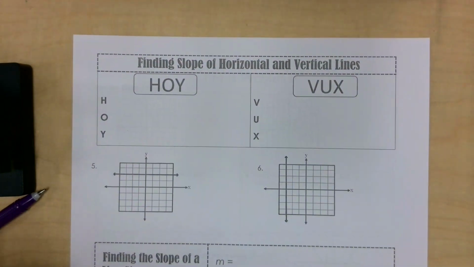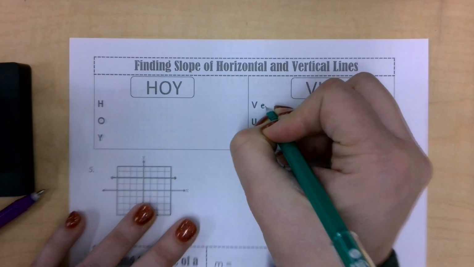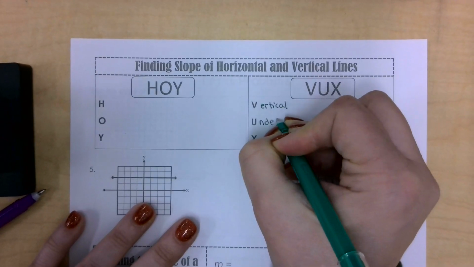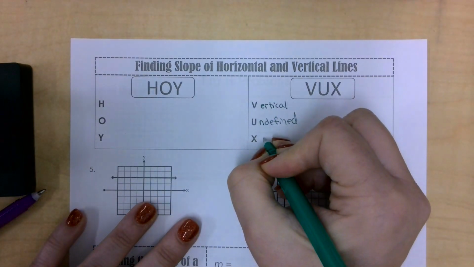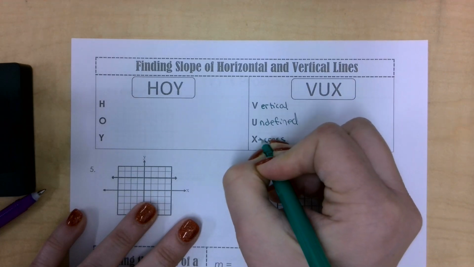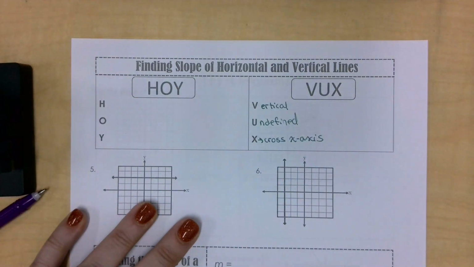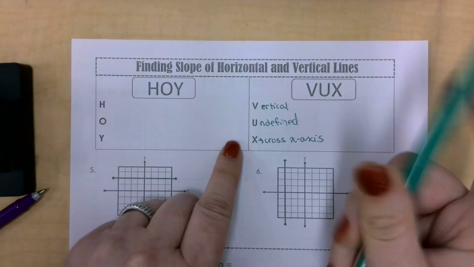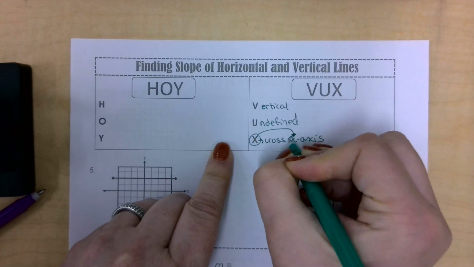We can use this nice acronym, BUCKS. So this stands for vertical, undefined, and crosses. So crosses, X for crossing the x-axis. So it's not X for crossing, actually. I mistook that. It's X because it's crossing the x-axis. So that's why it's the X.